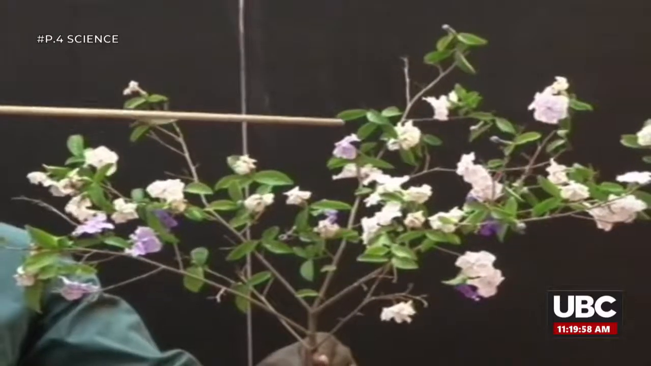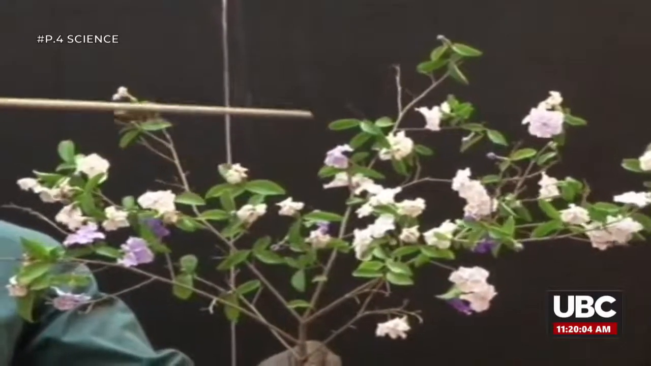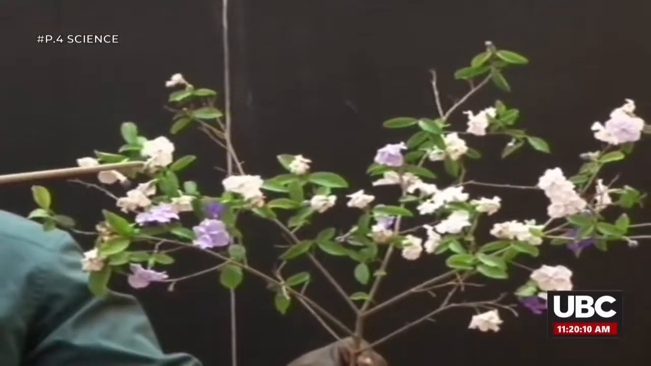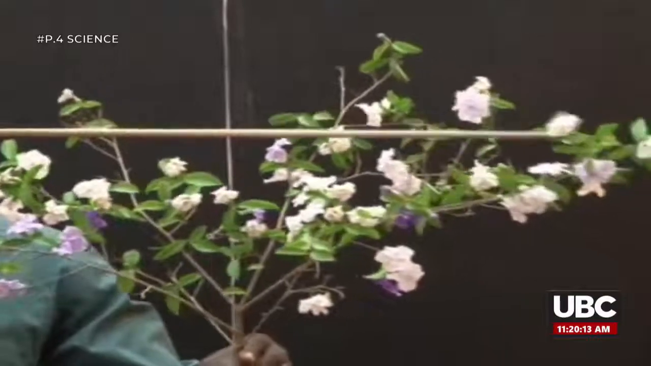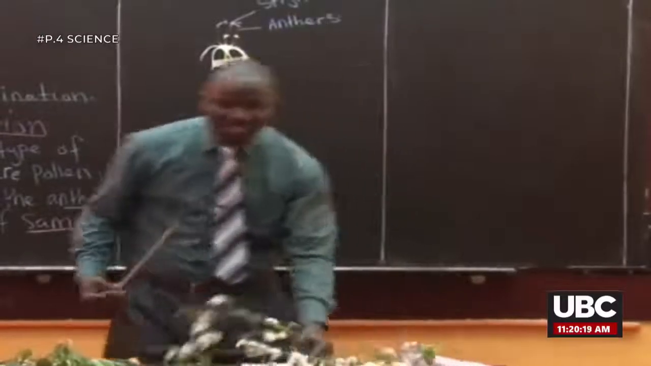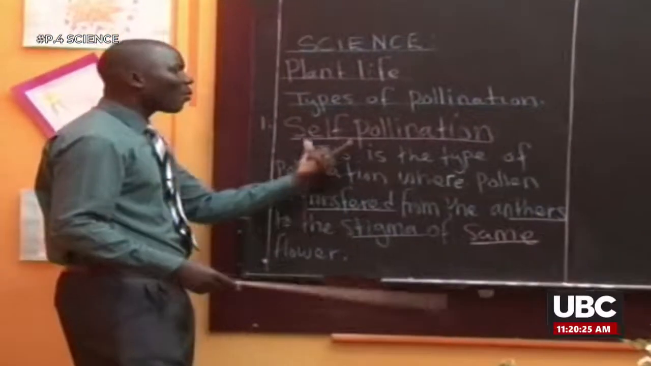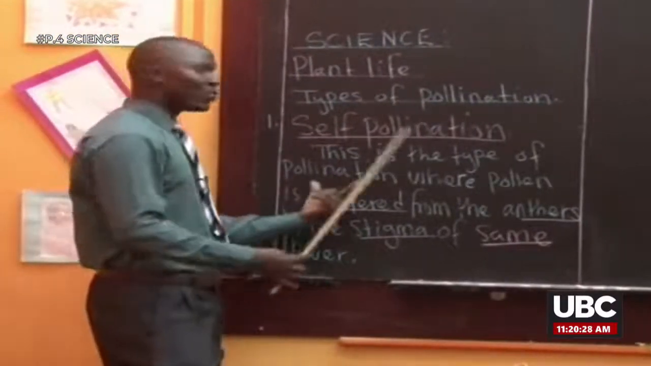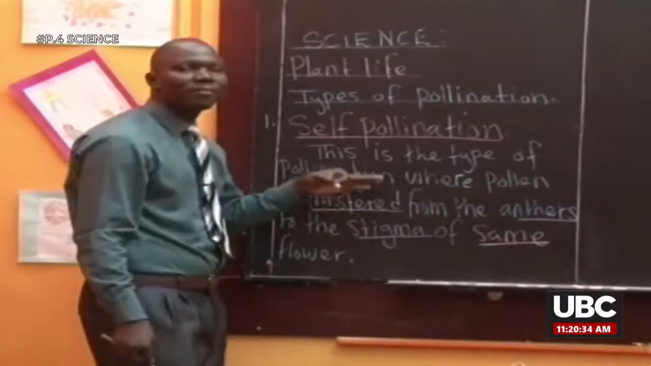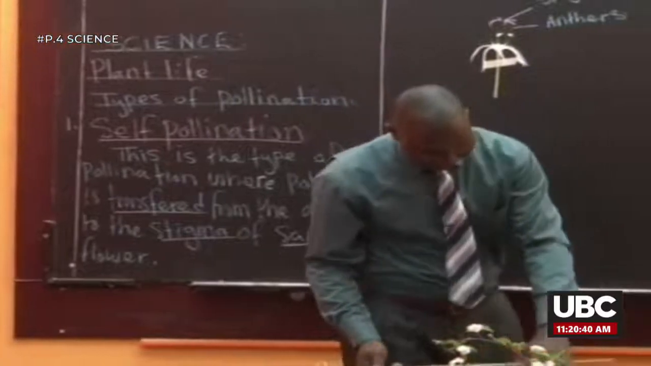Not from this flower to that flower, even though yes, they are on the same plant. So, what is self-pollination again, children? Self-pollination, that type of pollination where pollen is transferred from the anthers to the stigma of the same flower. Whether on the same plant, it must be the same flower.